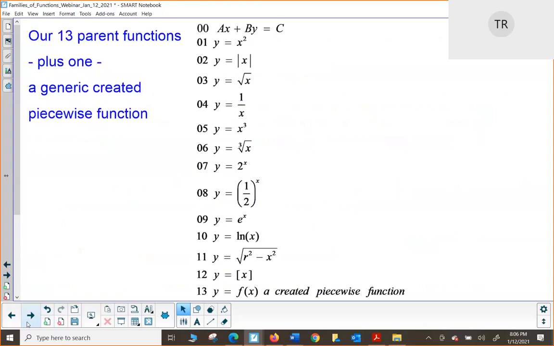So the 13 parent functions plus 1, a generic created piecewise function. I'm hoping that all your favorite parent functions are in here. I'm hoping none are missing. If there are, I'm sorry. If there are more than you need, don't worry about it. You just don't assign those. These are what we call the parent functions. They are numbered that way for reference. Again, you do not memorize it. Lots of information to give you, lots of things to share with you at the end, so don't panic.